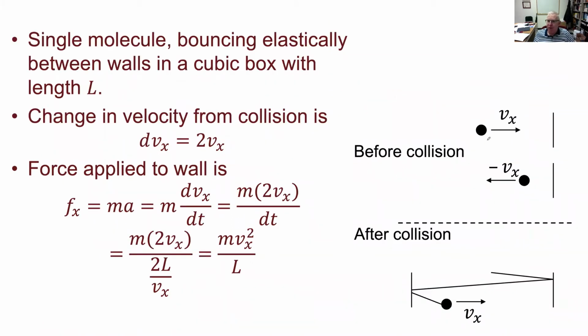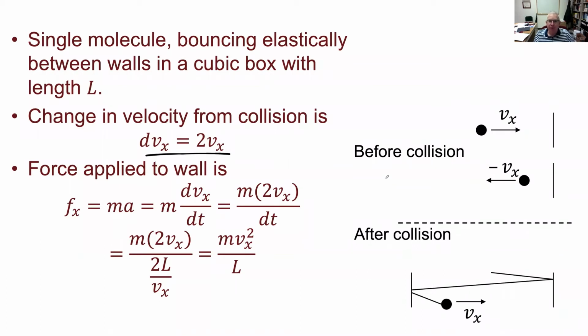And so that says our molecule comes in, bounces off, is headed now from right to left across the screen. So the change in velocity for that collision is just written here, and the total change in velocity is just 2Vx because it goes from Vx to minus Vx, and so the net change is 2 times that original Vx.